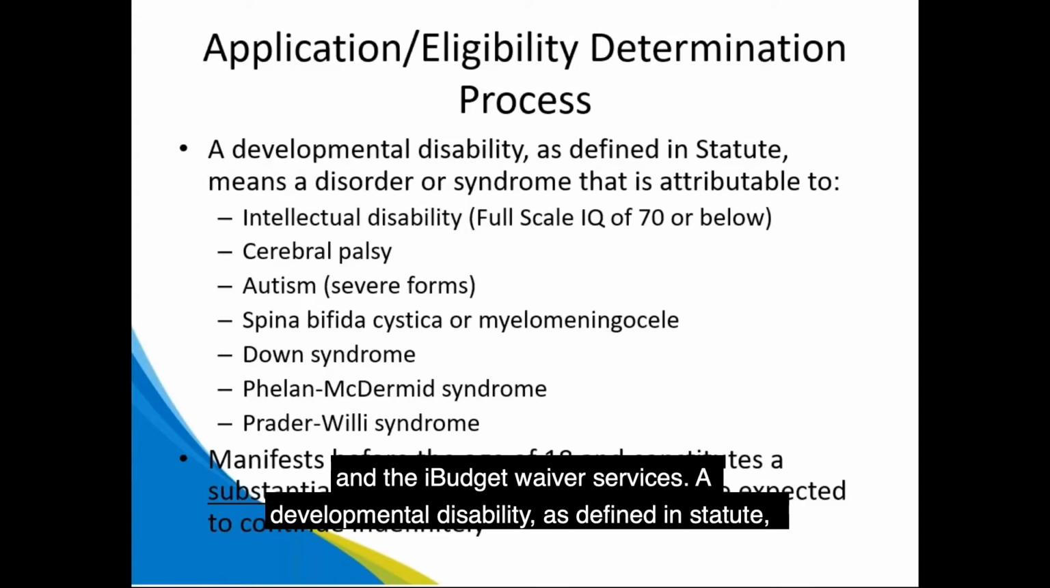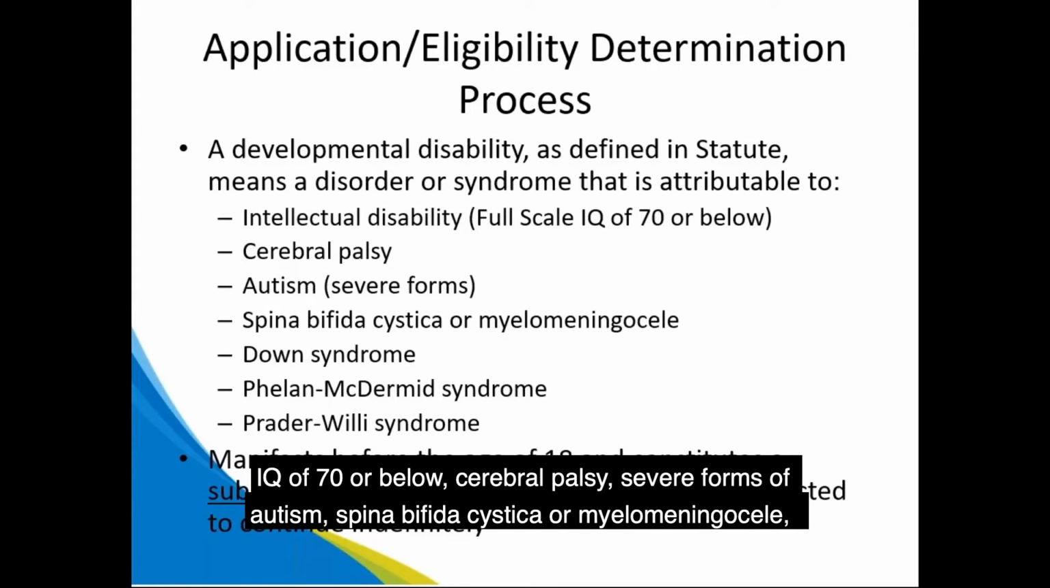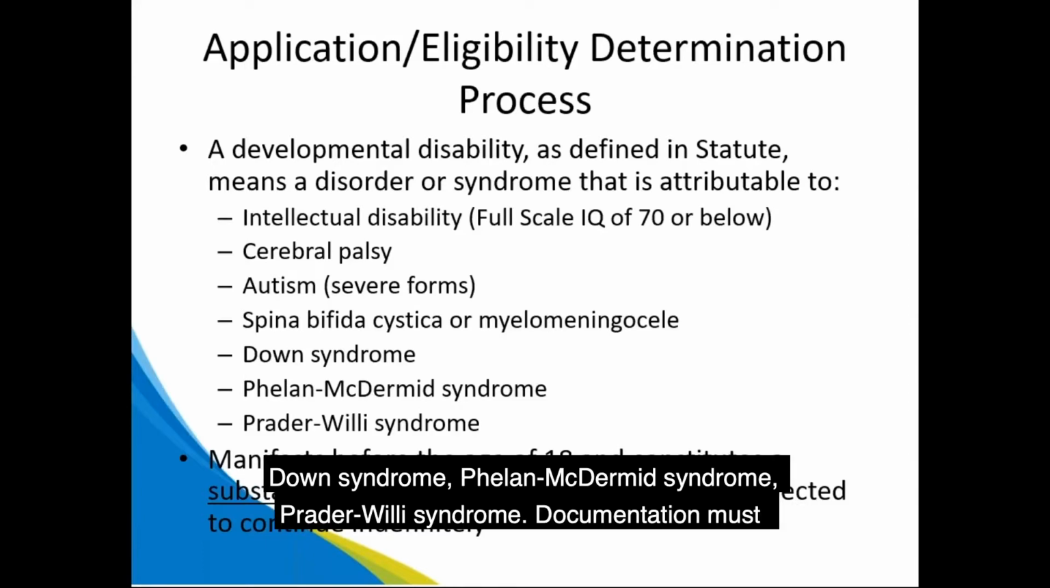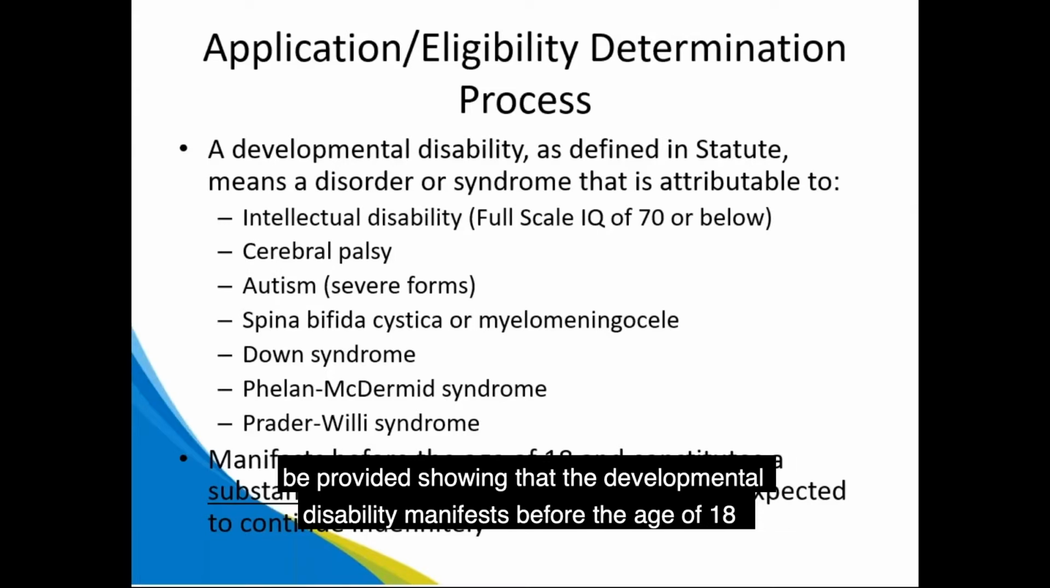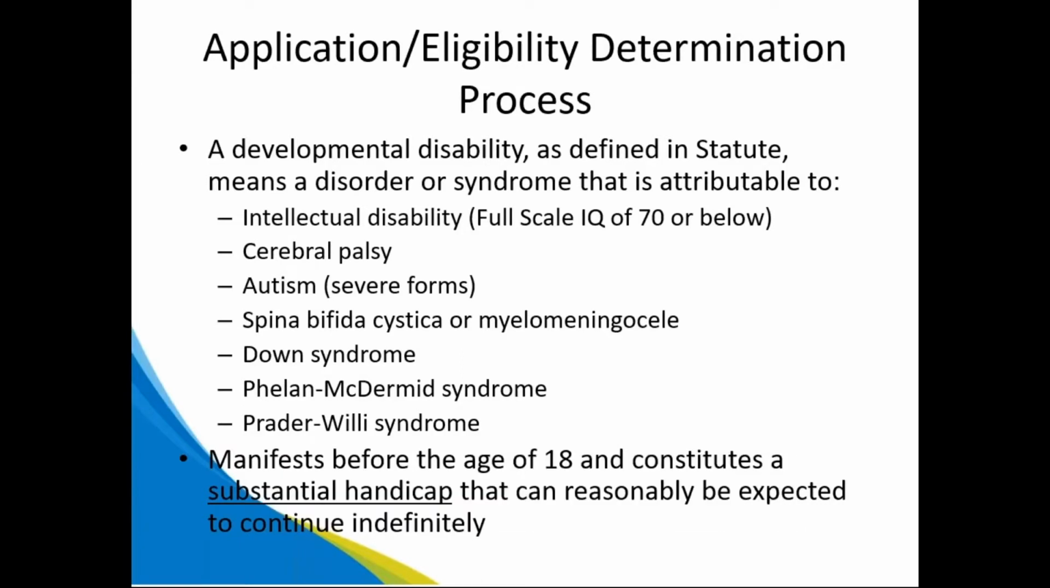A developmental disability, as defined in statute, means a disorder or syndrome that is attributable to intellectual disability with a full-scale IQ of 70 or below, cerebral palsy, severe forms of autism, spina bifida cystica or myelomeningocele, Down syndrome, Phelan-McDermid syndrome, Prader-Willi syndrome. Documentation must be provided showing that the developmental disability manifests before the age of 18 and constitutes a substantial handicap that can reasonably be expected to continue indefinitely.